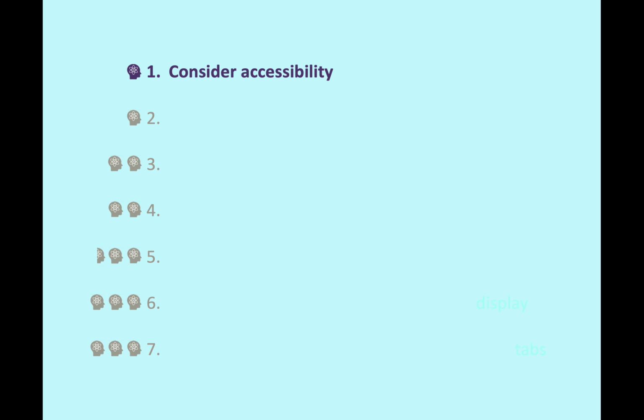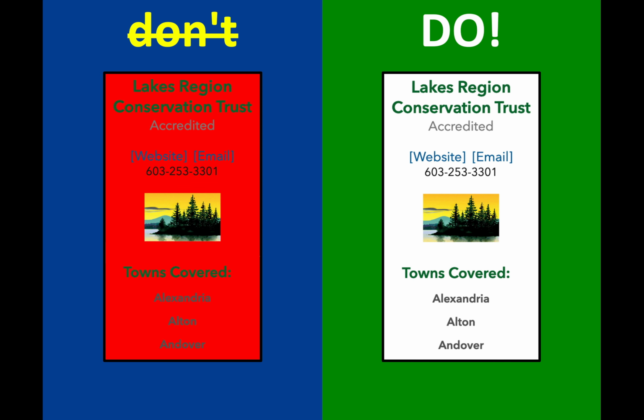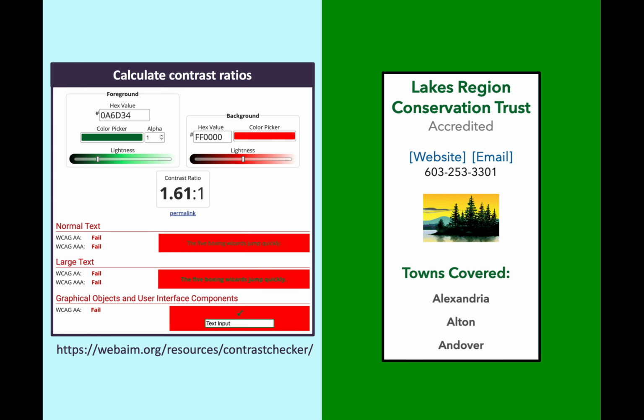But first one, which you should all be doing anyway all the time, is considering accessibility. Don't make a dashboard that looks like the one on the left. Why? Because people may not be able to see it. It might look good to you. It shouldn't. But please think about contrast ratios. There are ways you can look this up for text, for graphics, different combinations.